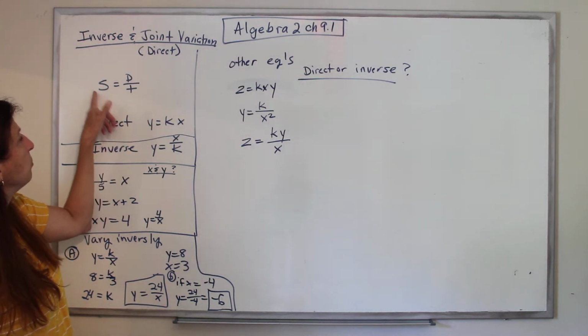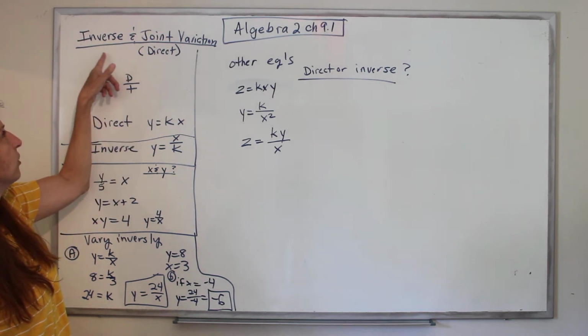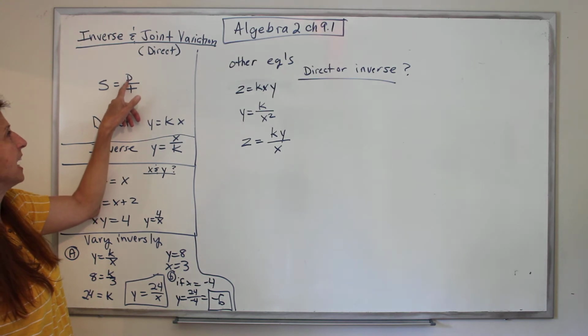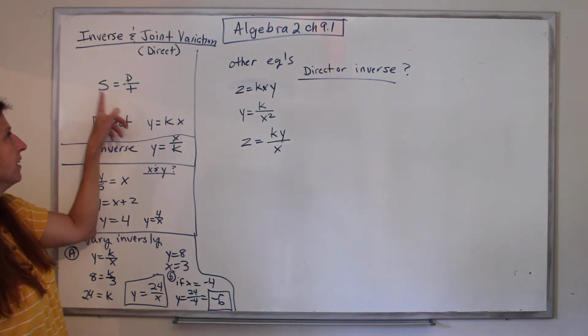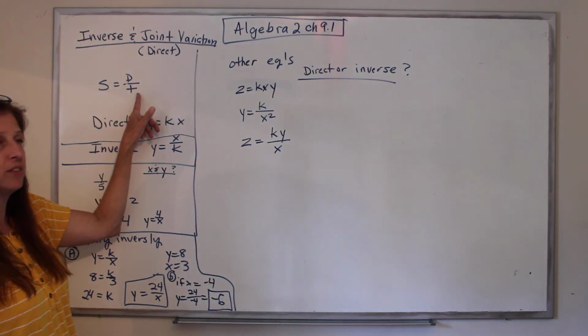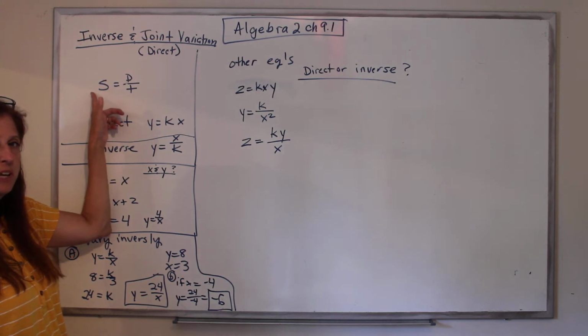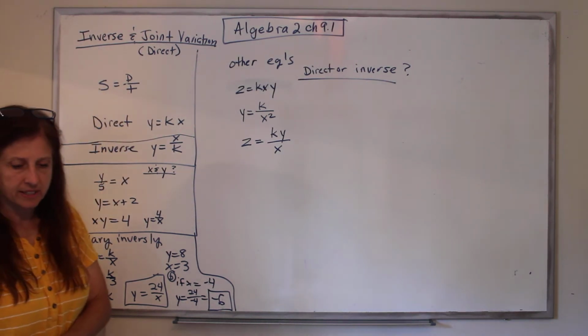Speed and time, one's in the numerator and one's in the denominator, so they vary inversely. Meaning if I do the same distance but my time goes up, my speed goes down. If I do the same distance but my time goes down, I do it faster, then that means my speed goes up. They're opposite because one's in the numerator and one's in the denominator.